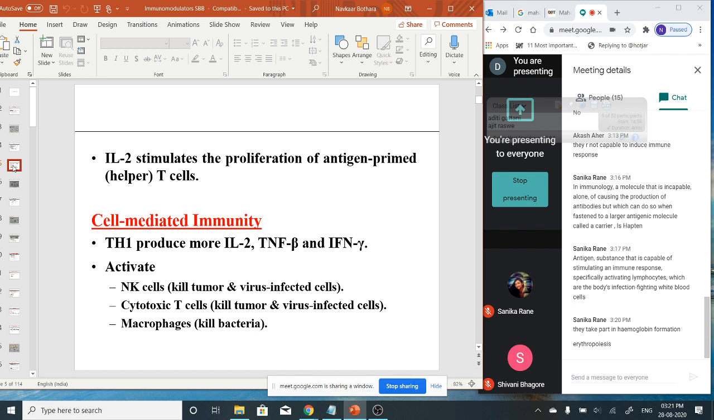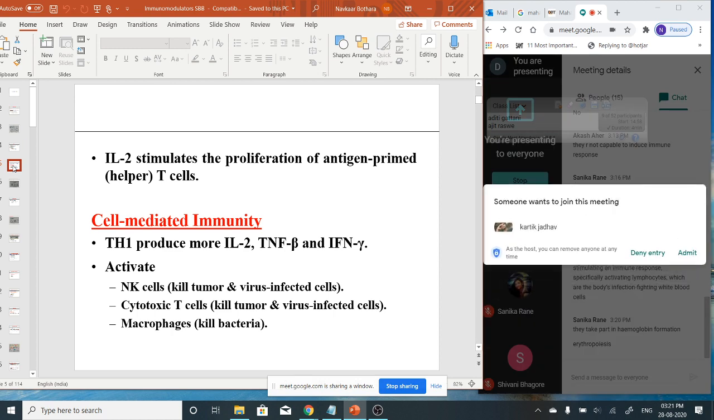So what are their roles? They cause proliferation of antigen primed helper T cells. In cell mediated immunity, that is the Th1, they will produce more interleukin 2, TNF beta, then IFN gamma, that is interferon gamma. They will activate NK, that is natural killer cells. NK is a natural killer cell. They will kill tumor or virus infected cells.